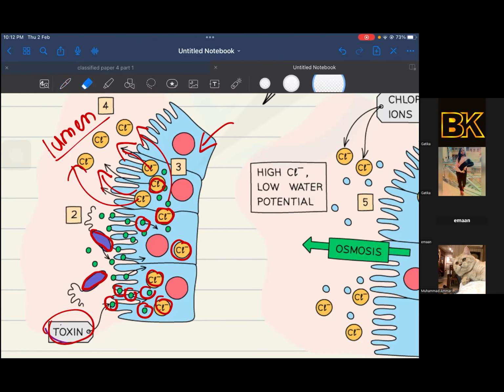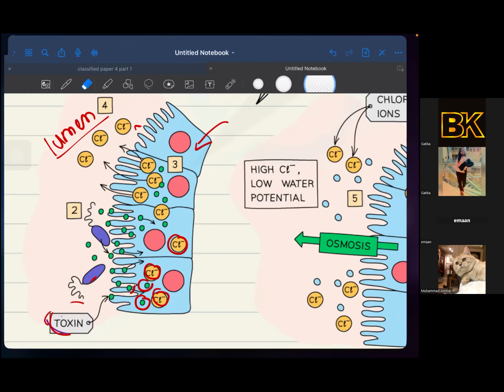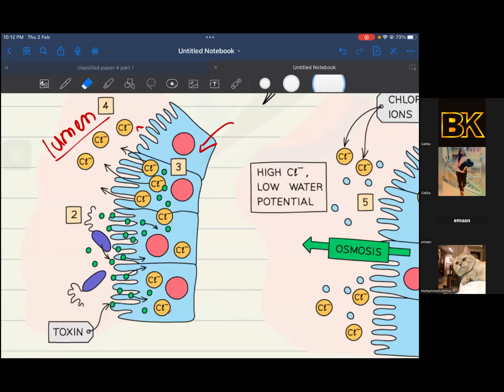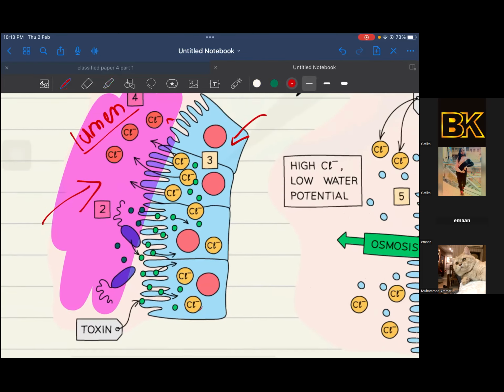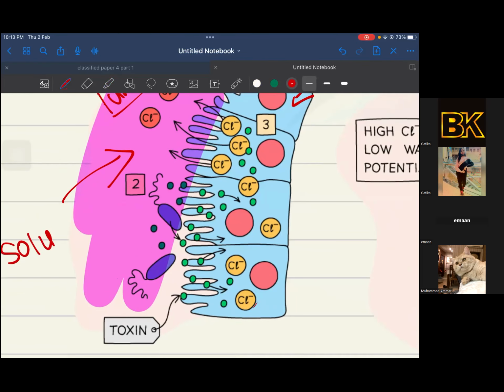Okay, now these chloride ions have moved out. This part, as I told you, is the lumen. When all of these chloride ions move out, they will start accumulating in the lumen of the small intestine. When they start accumulating over here, chloride ions are basically solute particles. When we have a high concentration of solute, they start accumulating. So solute concentration increases. When solute concentration increases, what happens to the water potential? It decreases. Do you get that?